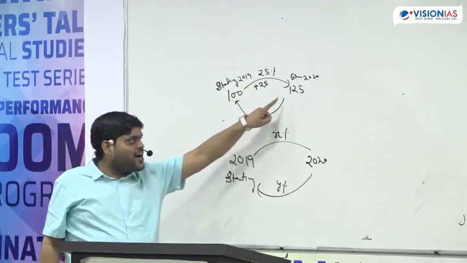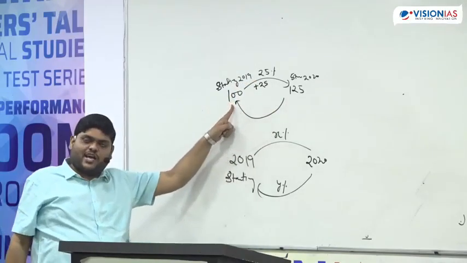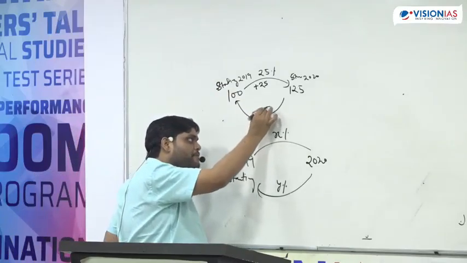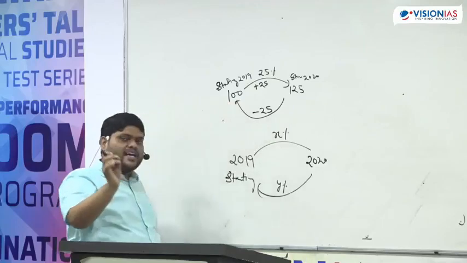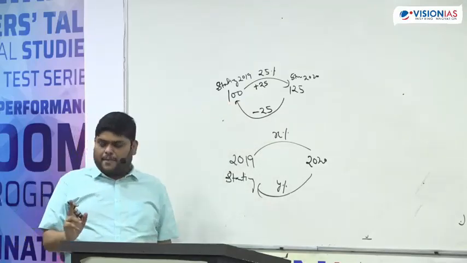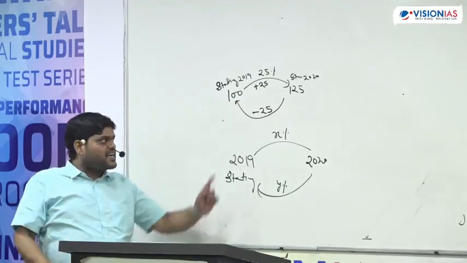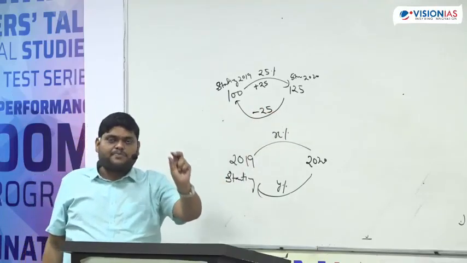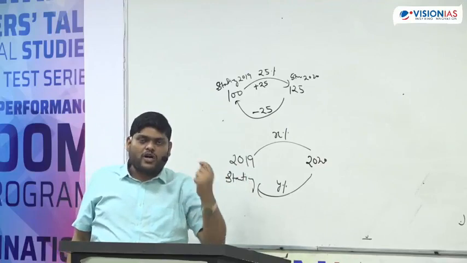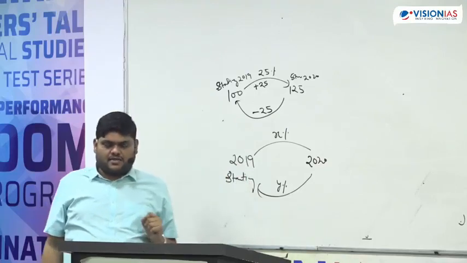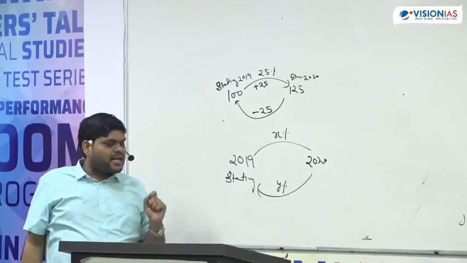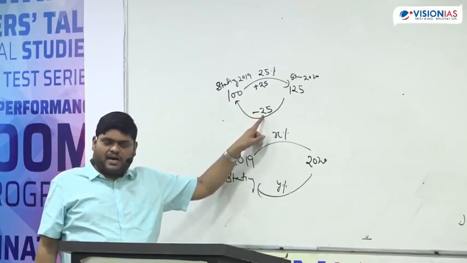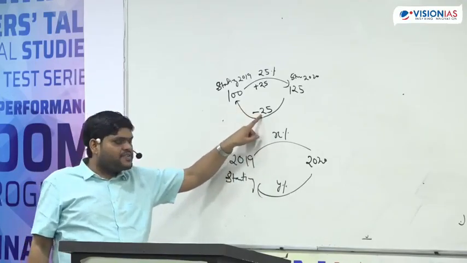And if I have to make the population equal to the starting of 2019, that means I have to decrease the population by 25. Listen carefully. This is an absolute number. But what will happen in terms of percentage? Try to understand. In terms of number, this is a 25 decrement.